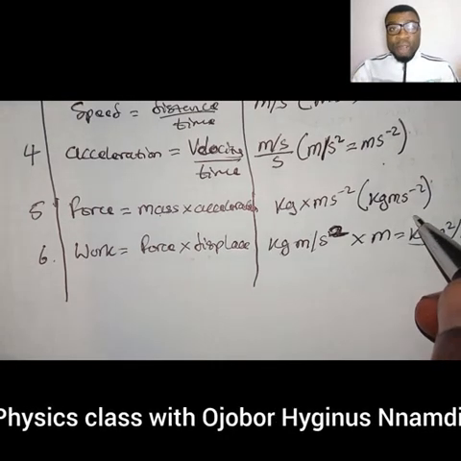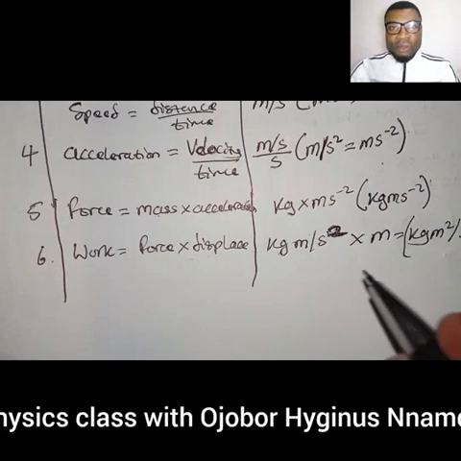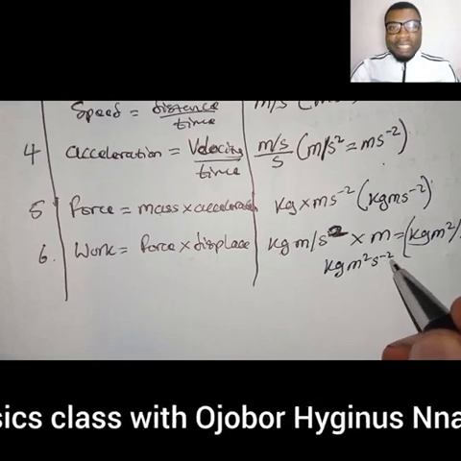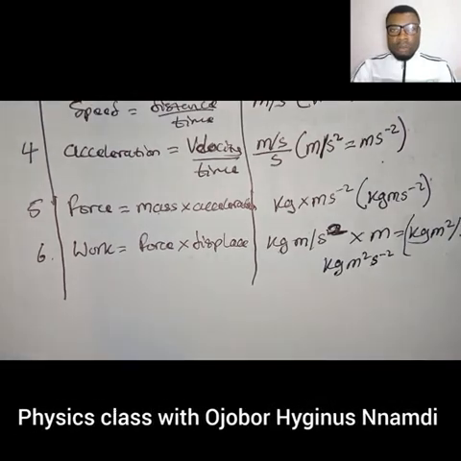So this is the unit of what? Work. Or you can say kilogram meter squared per second squared, that is kg m² s⁻². That's the unit of work.